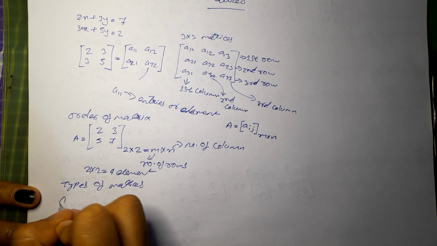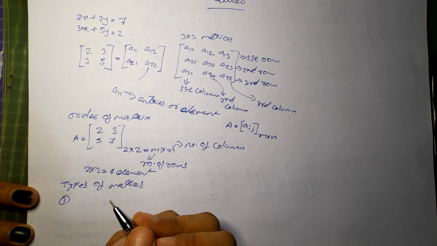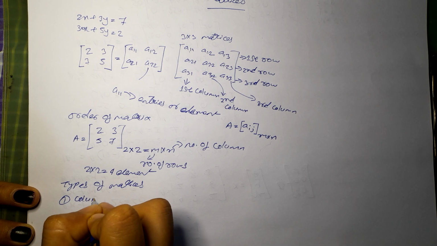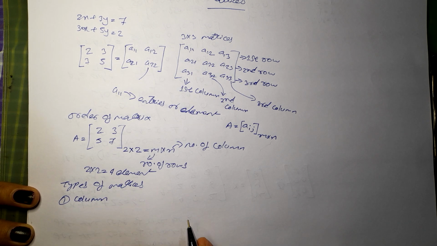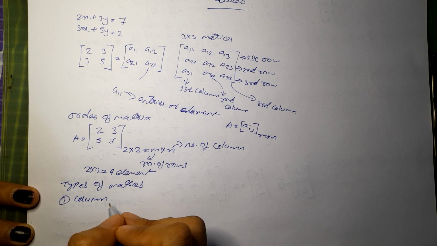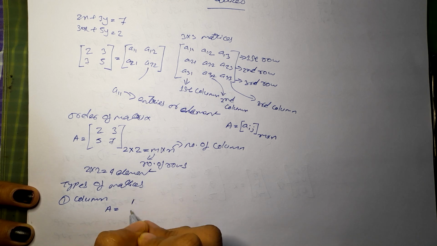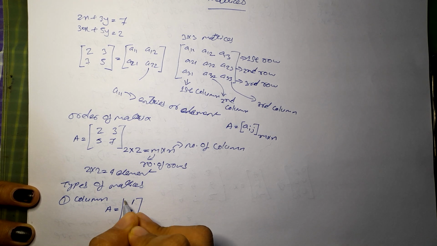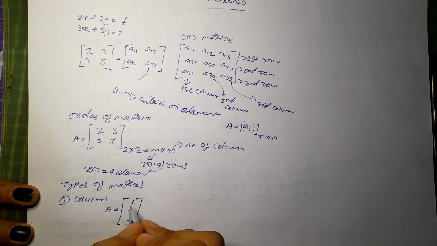First, the column matrix. What is a column matrix? When you have only one column, that is a column matrix. Example, let's represent it with a capital A, with entries 1, 2, 3. Only one column, so this is the column matrix. Of order how much? 1, 2, 3 rows, so 3 into 1.